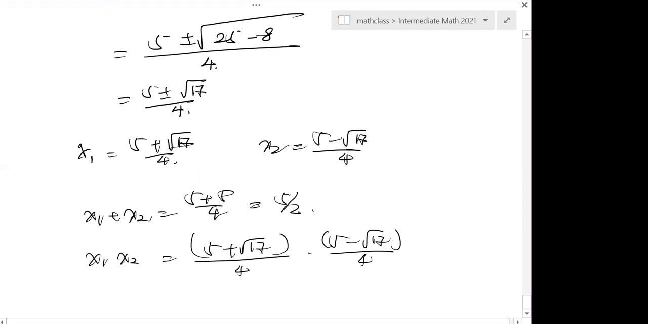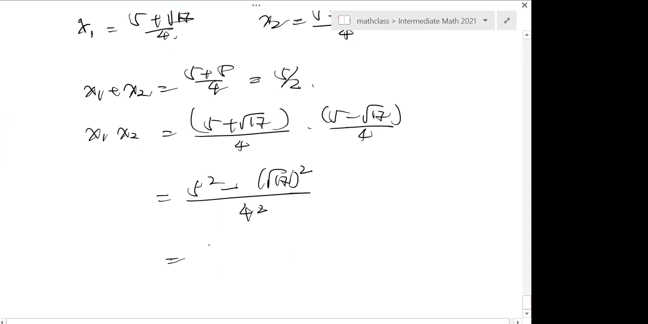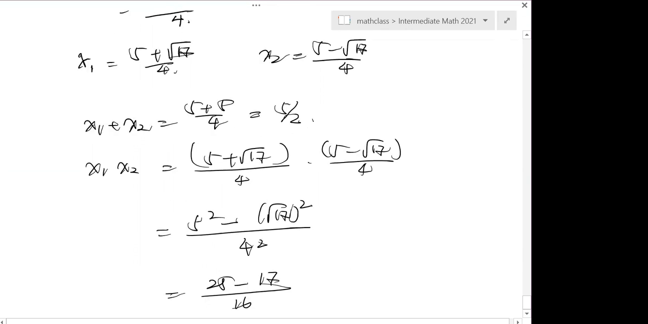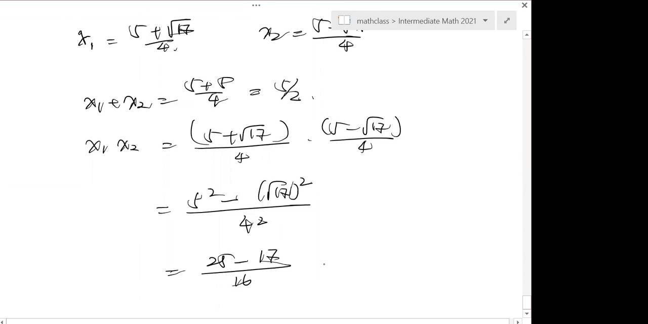So the radical will be gone because this is a difference of squares. Here's 5 squared minus the square root of 17 squared. The square root of 17 squared is 17, so 25 minus 17 is 8. So the answer here will be 8 over 16, so it's going to be 1/2. Okay?